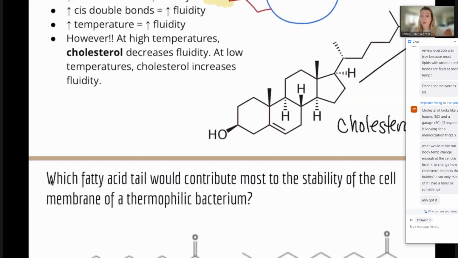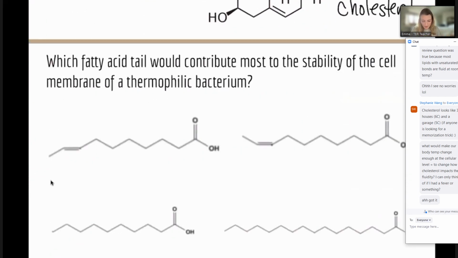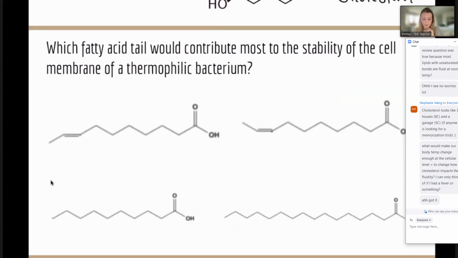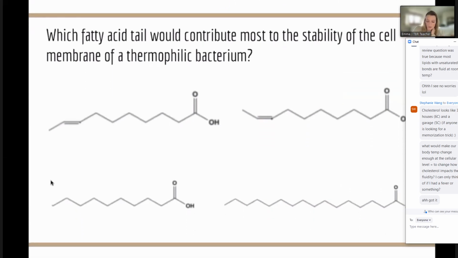So another question, hopefully this clarifies the last one: which fatty acid tail would contribute most to the stability of the cell membrane of a thermophilic bacterium? A couple of you were asking me about terminology. Thermophilic: thermo is heat and philic means loving. So it's going to be something at high temperatures. We'll call this one A, this one B, this one C, and this one D.